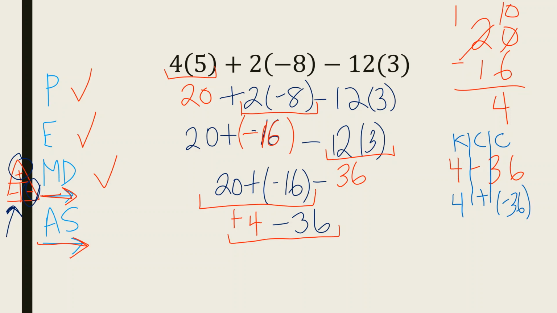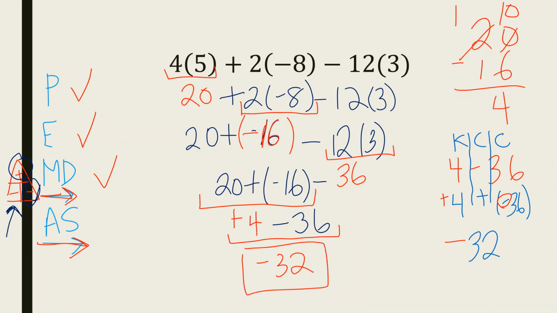Now just like the step before, we have two different integers, so we need to subtract. 36 minus 4 is 32. And we need to ask ourselves, do we have more negatives or more positives? In this case, we have more negatives. So that means our difference is negative 32.